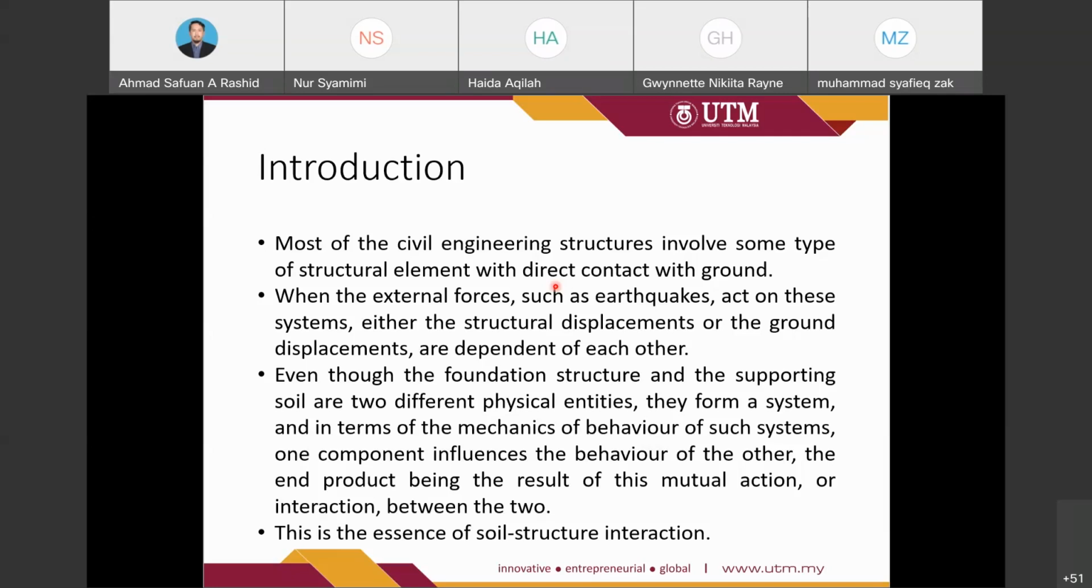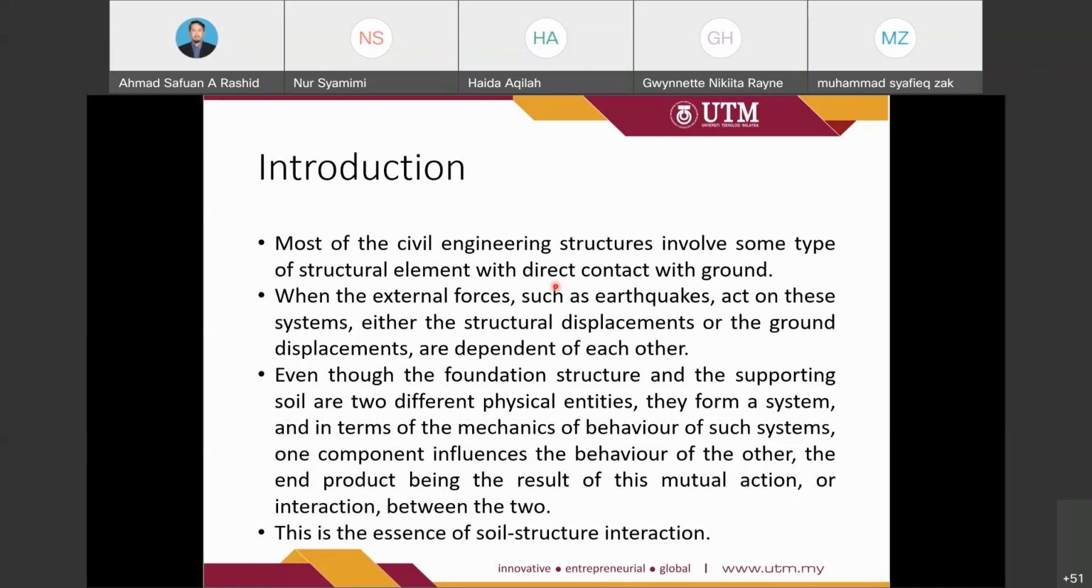Especially in the event of an earthquake, when there is a movement of the ground, the soil actually has a great interaction with the structure. So in terms of design, we need to consider this soil structure interaction in the design stage.